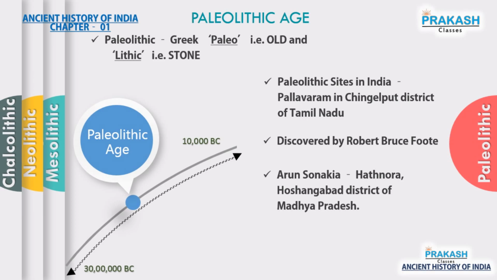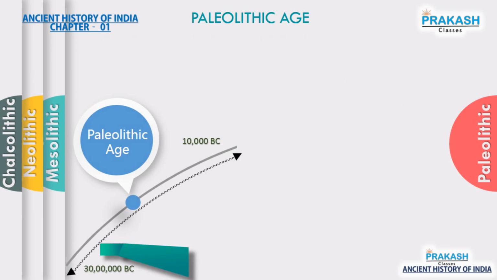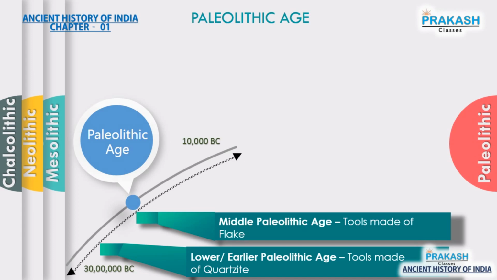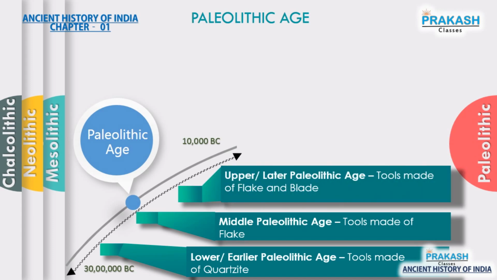The Paleolithic age is further divided on the basis of differences in the stone implements used in this age. The first is Lower or earlier Paleolithic age. The tools were made of quartzite. The second is Middle Paleolithic age. The tools were made of flake. And the third is Upper or later Paleolithic age. The tools were made of flake and blade.